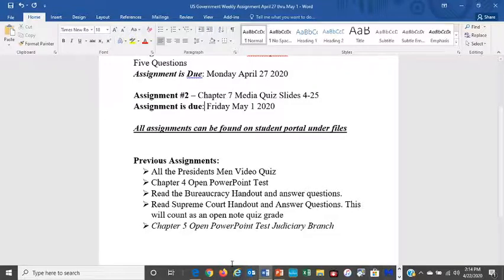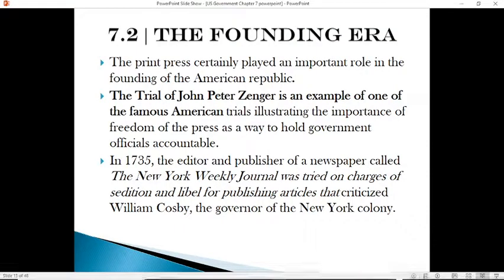All right, so let's go to our PowerPoint, and we're going to start at slide 13 today. Today we're going to be looking at the founding era in relation to the media. Now, the print press certainly played an important role in the founding of the American Republic. The trial of John Peter Zenger is an example of one of the most famous American trials illustrating the importance of freedom of the press as a way to hold government officials accountable.